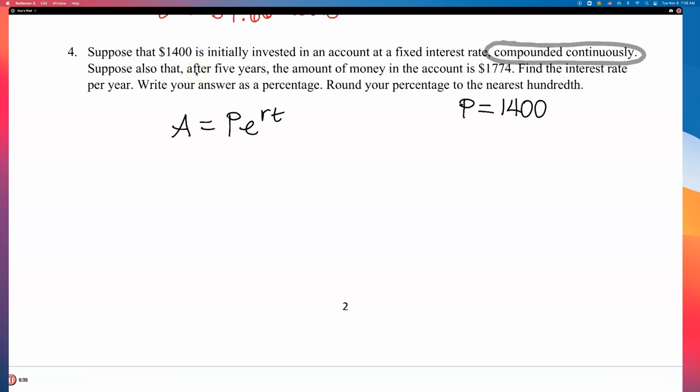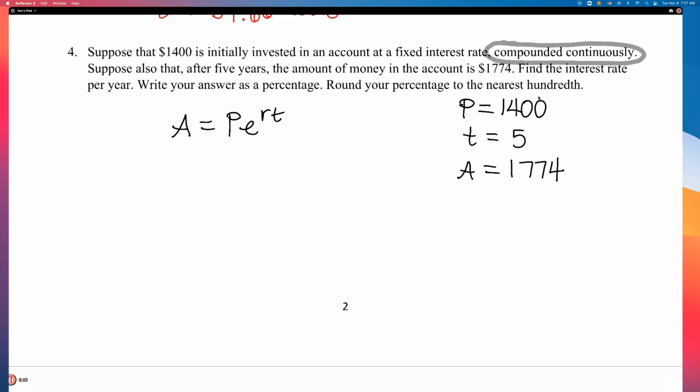What else? Suppose that after 5 years, so t, the time here, is 5 years, the amount of money in the account, so the ending amount, is 1,774. So the money grew a little bit. Find the interest rate per year. Write your answer as a percentage. Round percentage to the nearest hundredth.